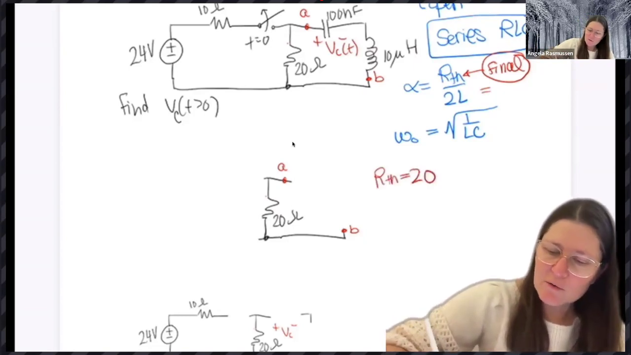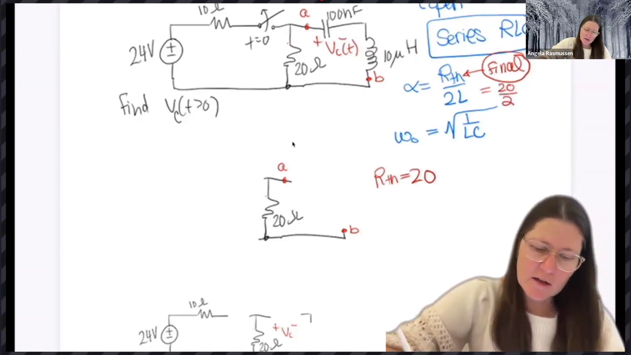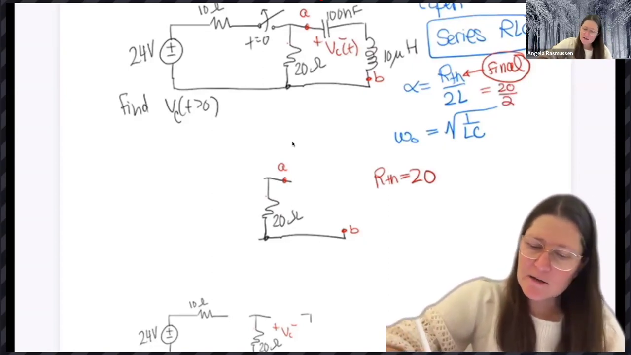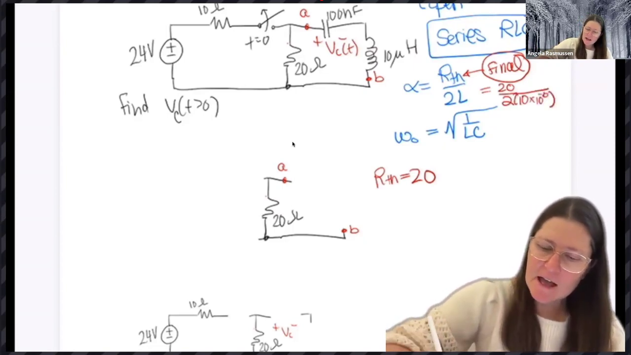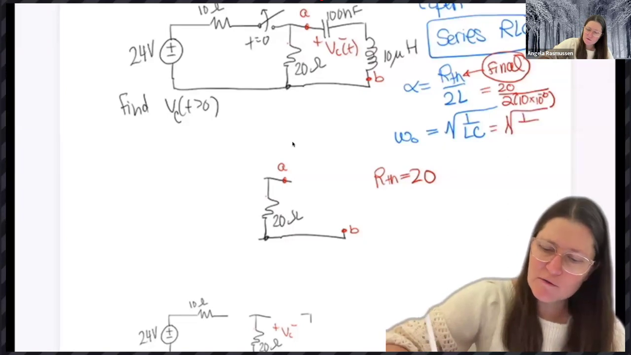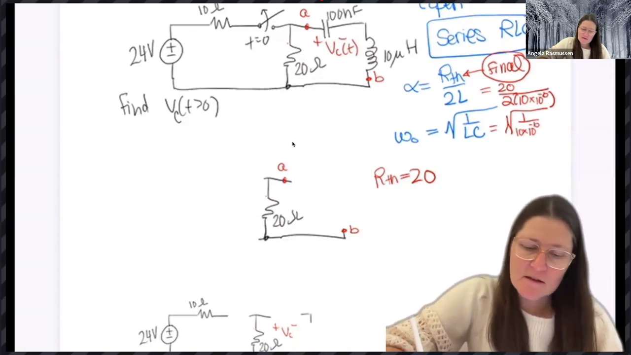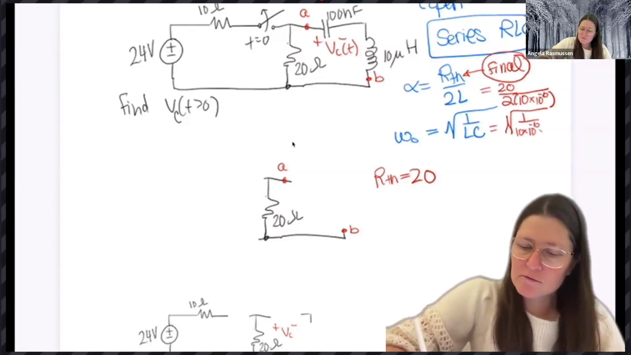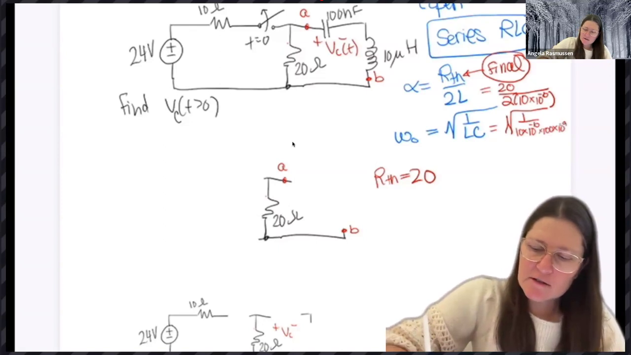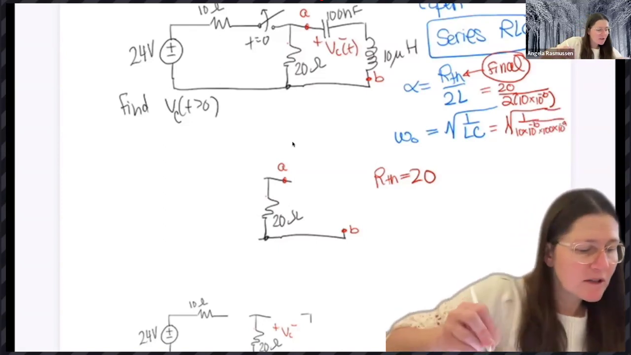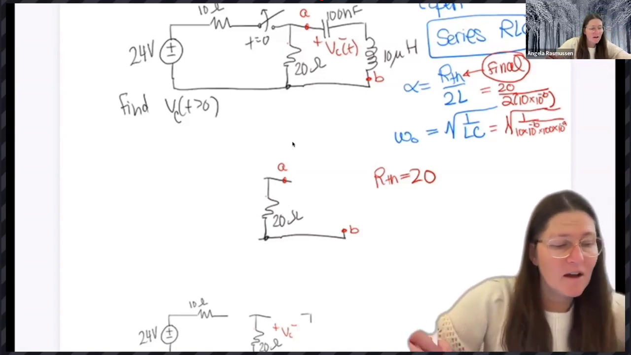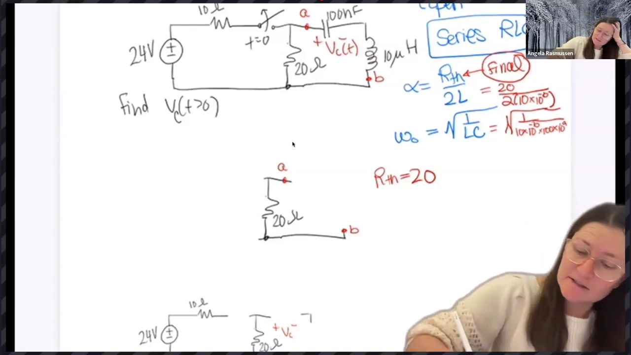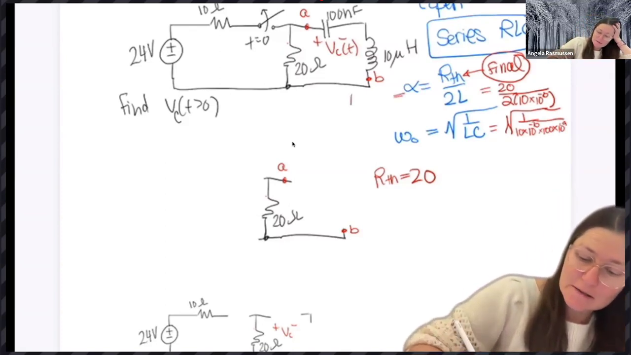All right, so alpha here will be 20 over 2, and L is given as 10 micro. Micro is what? Correct. And then square root of 10 to the minus 6, and nano. Correct. So this gives 1 times 10 to the 6 for alpha in what units?